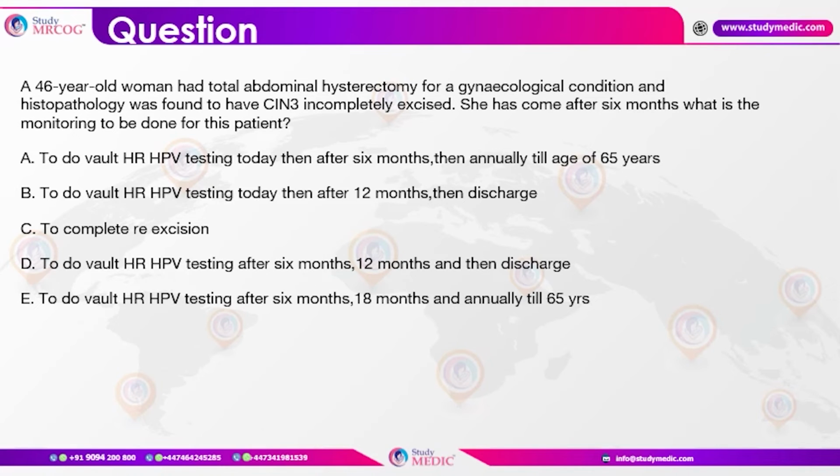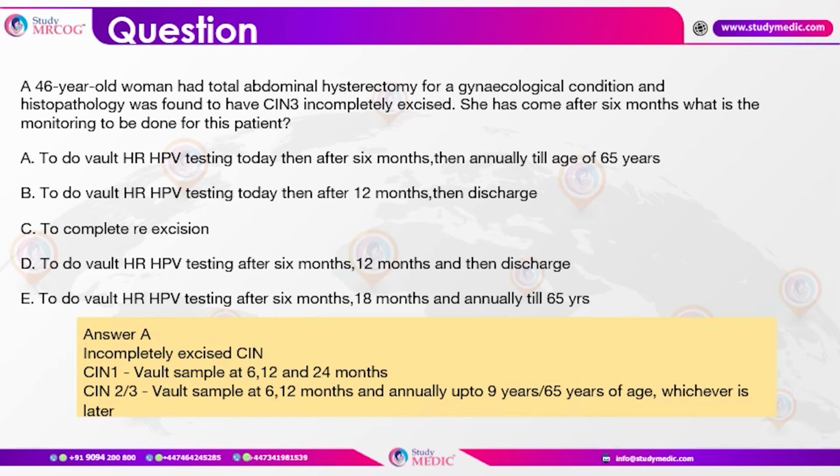So whenever the patient comes after hysterectomy, how do you follow her up? Depending on the margins, whether it is completely excised or not. If it is incompletely excised CIN1, then you need to take the vault sample at 6, 12, and 24 months. If it is CIN2 or 3, then you need to take the vault sample at 6, 12, and annually up to 9 years or 65 years, whichever is later. If 65 years is the one which is later, the answer to this question will be A, that is to do a vault HR-HPV testing today and after 6 months, and then annually till the age of 65 years.